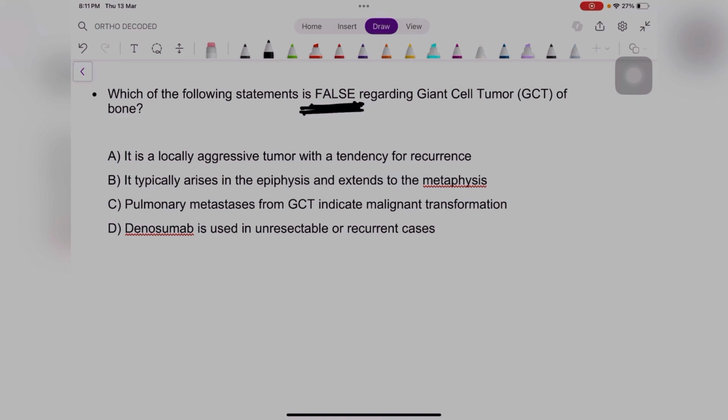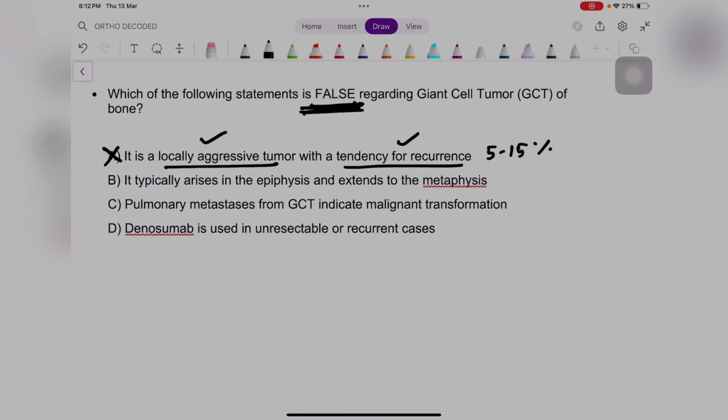It is a locally aggressive tumor. Yes, it is a locally aggressive tumor with a tendency for recurrence. Yes, there is a tendency for recurrence around 5 to 15% even after curettage. So this is a correct option. So this is ruled out.